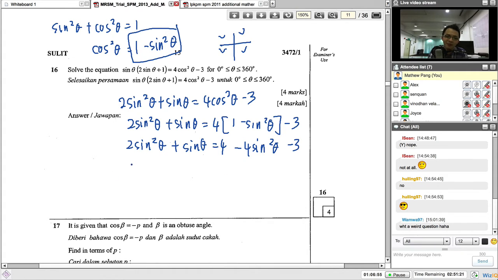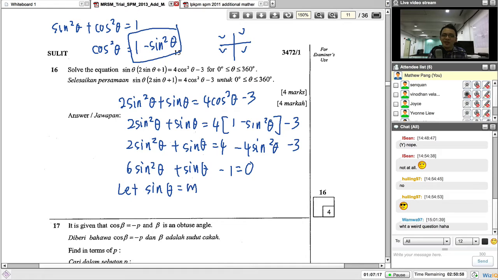Alright, move to this side. 4 plus 2 is 6, plus sine angle. And then this one will be minus 4 minus 3 is just 1, minus 1 equals to 0. Alright, so if you're not familiar with this one, you can let sine angle equal to m. If you're familiar, you can straight away do it, of course. This one is called 6m squared minus m minus 1 equals to 0.